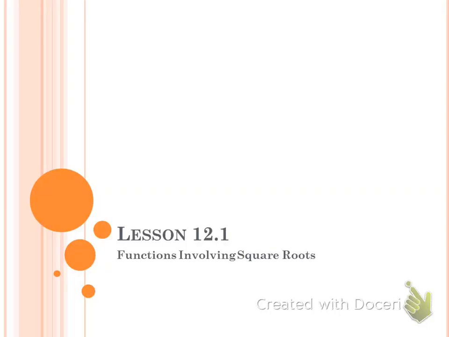Lesson 12.1, functions involving square root. Now, if you remember what a function is, going back all the way to the beginning of the year when we learned what the word function meant, it meant that for every input, there is only one output. So that means I've got something that I can graph. That's the whole point of a function, is I'm able to see it on a graph.